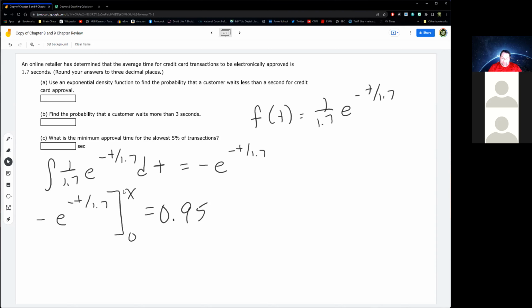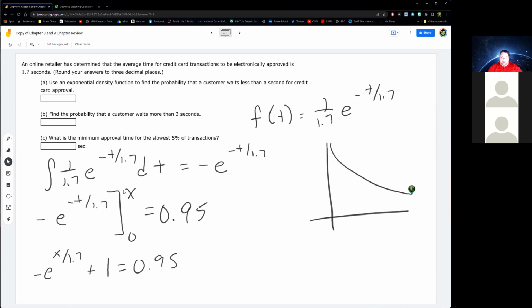So I'm going to write it out in a second. So this becomes negative e to the x over 1.7 plus 1 equals 0.95. Right now we're saying, by making it equal to 0.95, what is the approval time for 95% of all transactions, right?